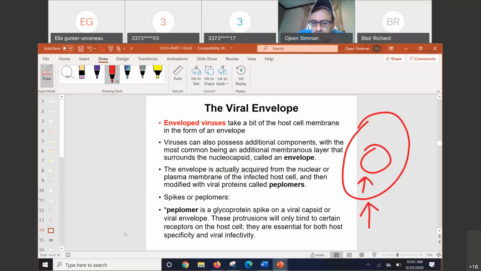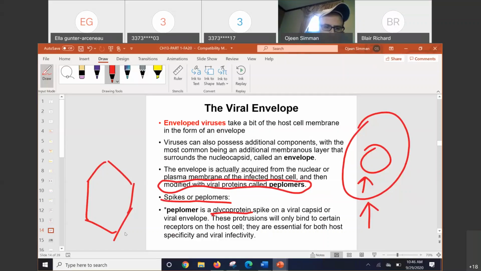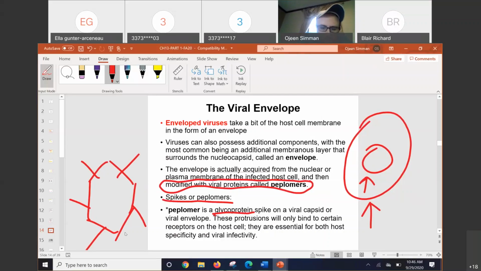After an enveloped virus acquires the envelope, either from the host cell plasma membrane or from the host cell nucleus, it modifies it with viral proteins called peplomers. Peplomers, also known as spikes. A peplomer is made up of a glycoprotein. They are protrusions out of a virus.